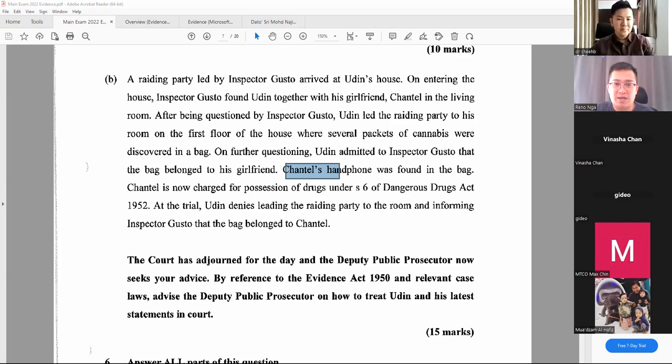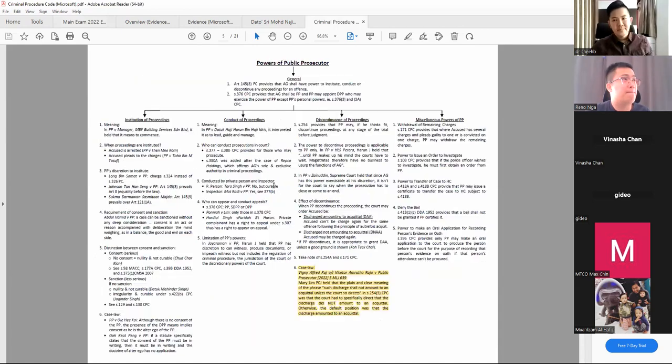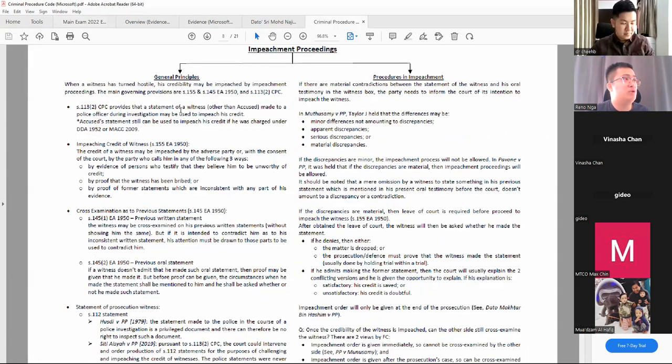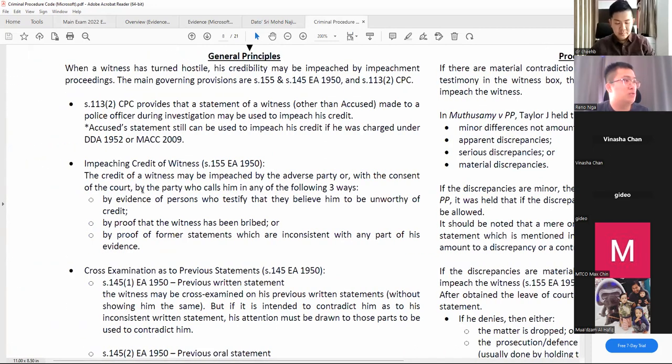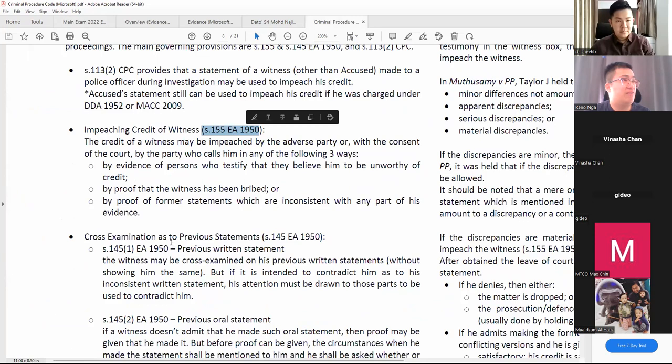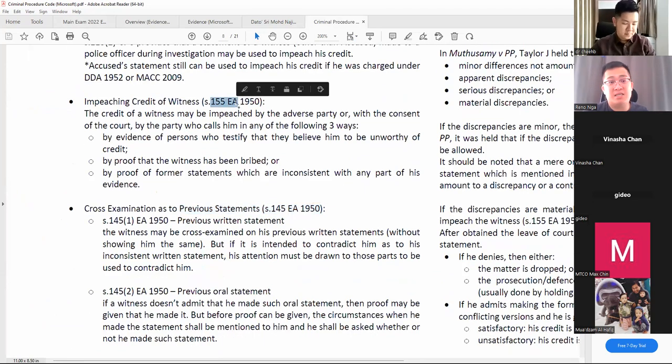Since you guys know already, should we briefly talk about impeachment? Okay, for impeachment, first you need to cite 155 and 145. Why? Because 155 is the situation where you can impeach a witness. Number one, testifying that he believes the witness is unworthy of credit. Number two, he has been bribed. Number three, inconsistent with the previous statement. Based on my past experience, 99.99% they always ask about number three, which is the inconsistent part. But if this year it is the 0.01%, then it's not my fault, okay?